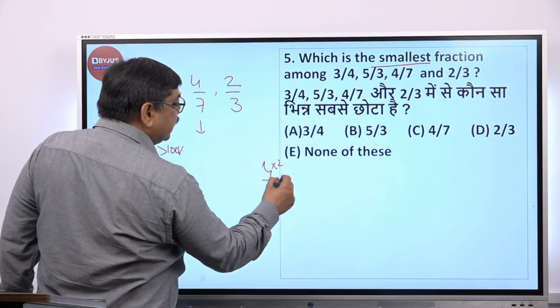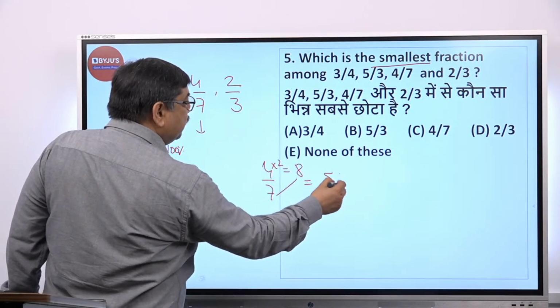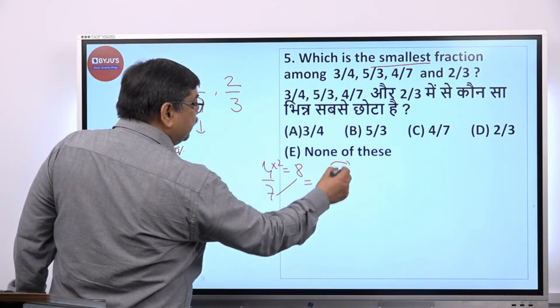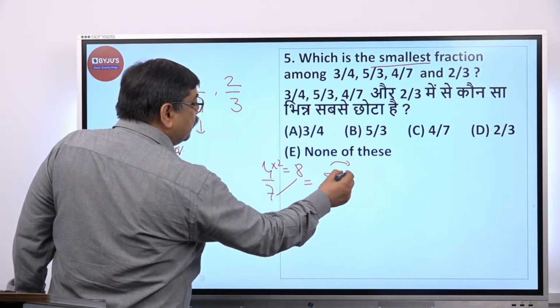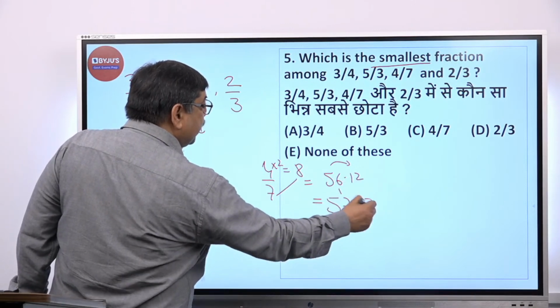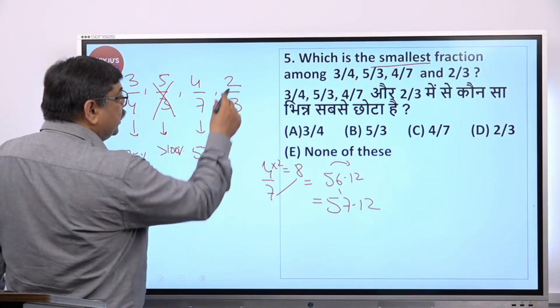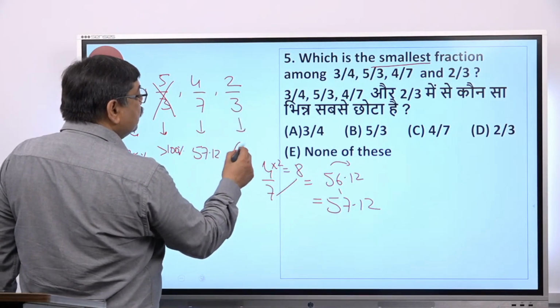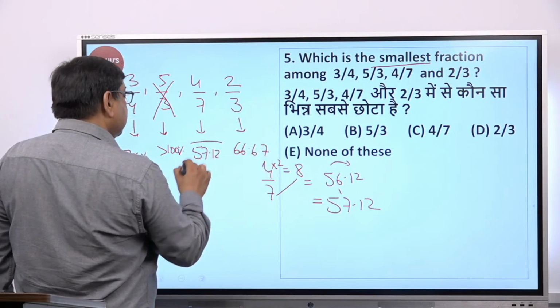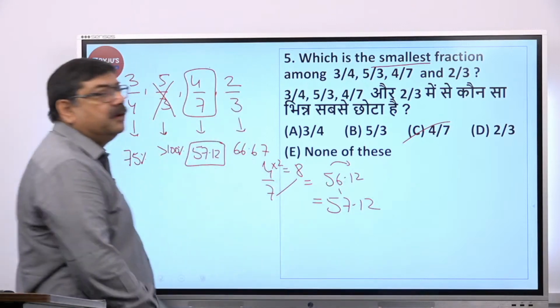You double the numerator. Alright? That becomes 8. So 7 8s are 56. Double of 56. What do you have? 112. So total comes out to be 57.12%. So this is 57.12. 2 by 3 is 66.67. This happens to be the smallest. So your answer here happens to be 4 by 7.